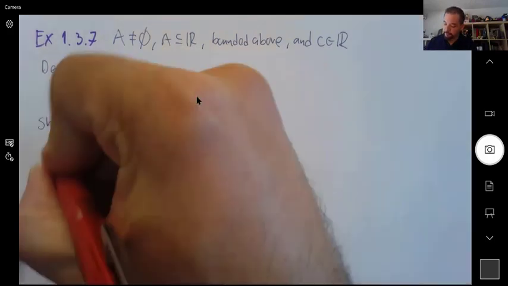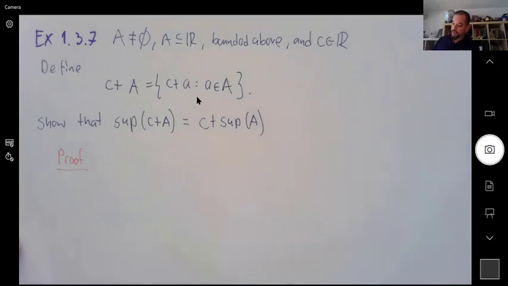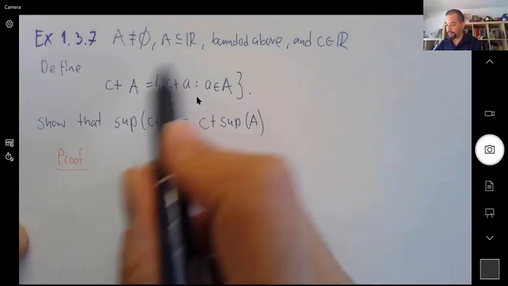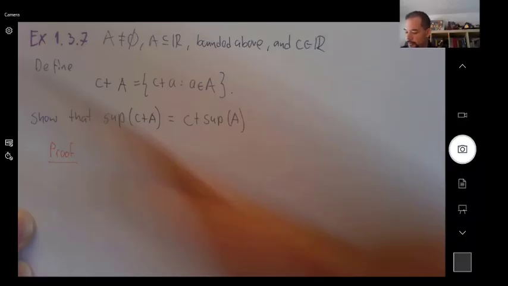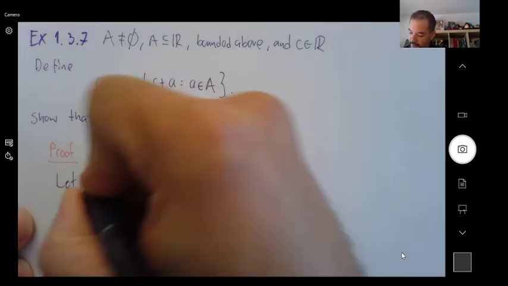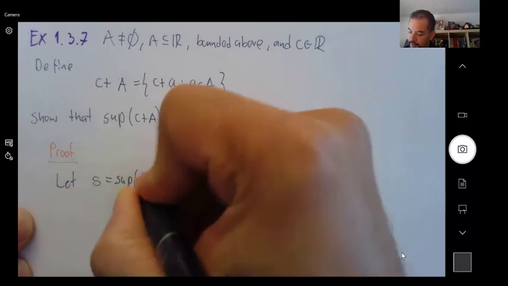So first of all, we don't even know if this set has a supremum. We need to check that it is non-empty and bounded. So let's give a name to the supremum of A. Let's call it S. Let S be the supremum of A.